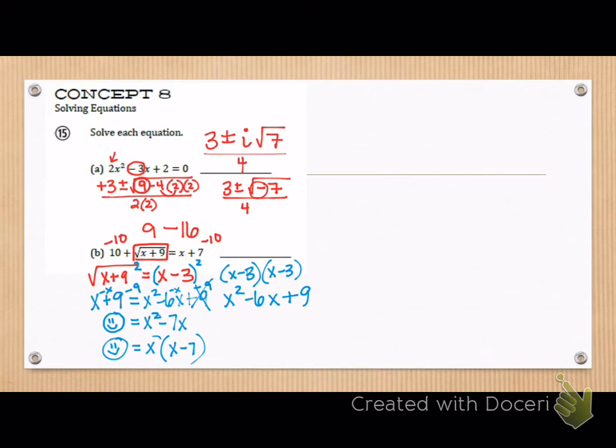which gives me my 2 answers. This gives me 0, and this one here, if I set this equal to 0 and solve, I get 7. So I would get 0 and 7 as my 2 possible answers. So I just checked to make sure that that looks like it makes sense. It looks like we're good.